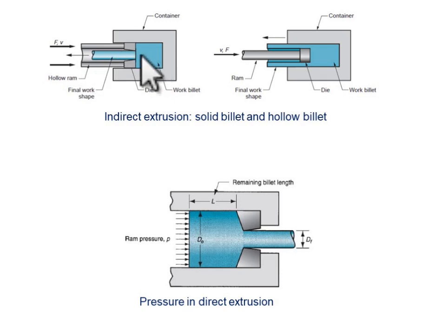And here you can see the relative motion between the work material and the container is negligible as compared to, you say, direct extrusion. So the force required for indirect extrusion is less as compared to direct extrusion.